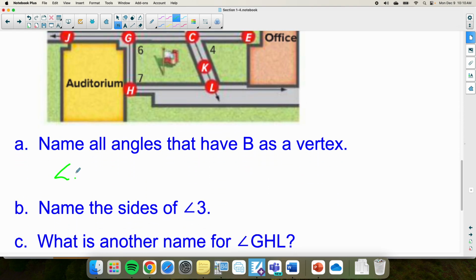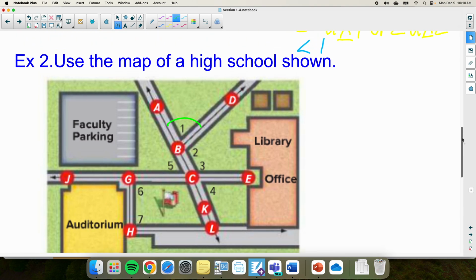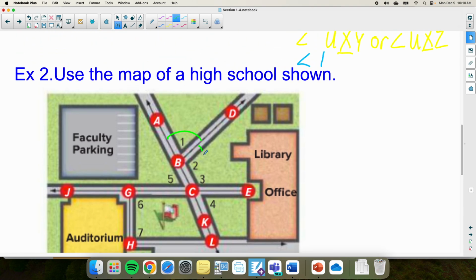Do we have to do it in the other ways too, like where it could be DBA? Yeah, good question. If it says name all angles, you would name one angle one way, and then go to the next angle and name it one way. Do you guys get that we still have this angle right here? So angle B as a vertex could be this angle, or it could be this angle. How could I name that angle?